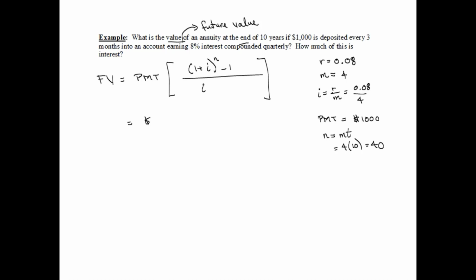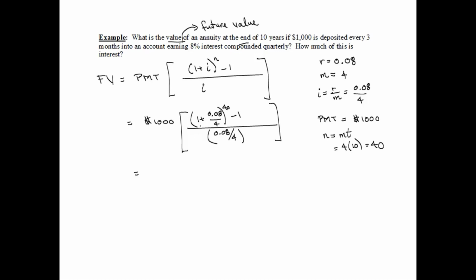So I have $1,000 times (1 plus 0.08 over 4) raised to the 40th minus 1, all divided by 0.08 over 4. Calculate this on your calculator. Make sure you do it along with me so that you get comfortable making this calculation.